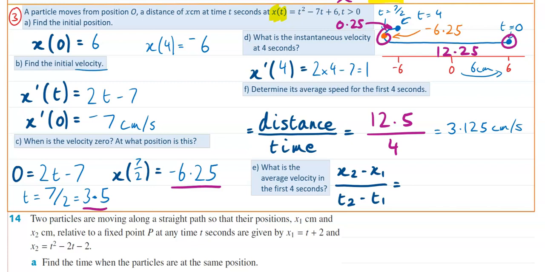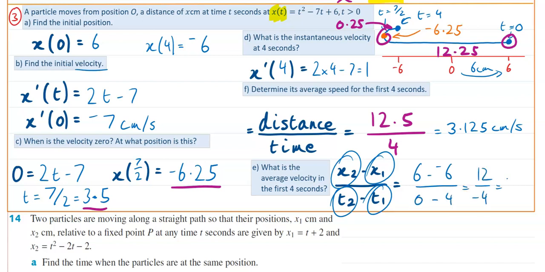What is the average velocity in the first 4 seconds? This is different to the distance over time function. So we had to calculate the total distance there. And because it turned around, we got a slightly different distance value to just these first 4 seconds. We're just looking at the position of these various values. So that would be 6 minus negative 6 over 0 minus 4. That's 12 over negative 4. And that would be negative 3 centimeters per second. So average velocity is slightly different to average speed. They can be the same, but if something has a turning point and it's turned around in this instance, then they could get different answers as well.